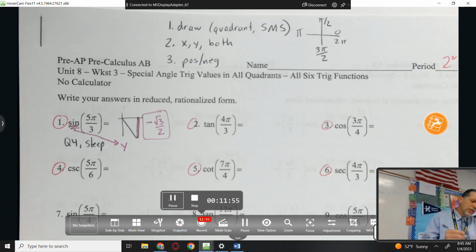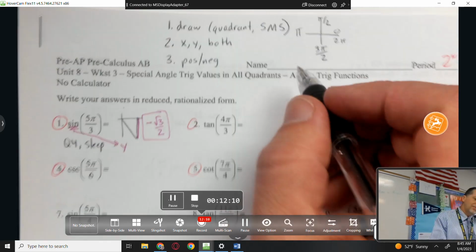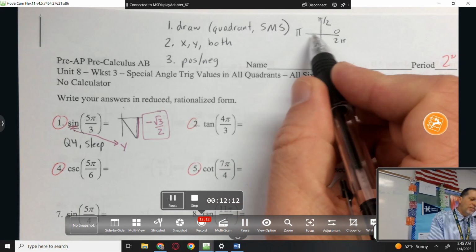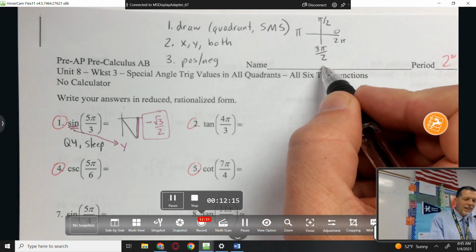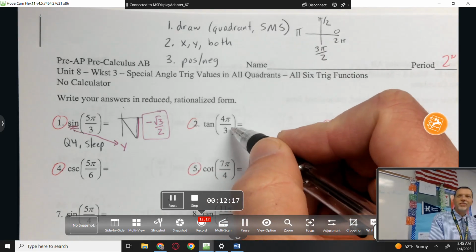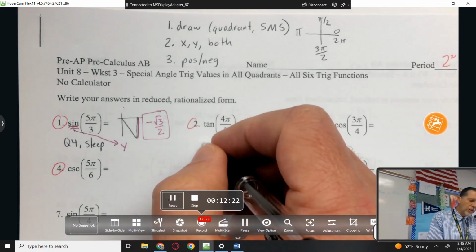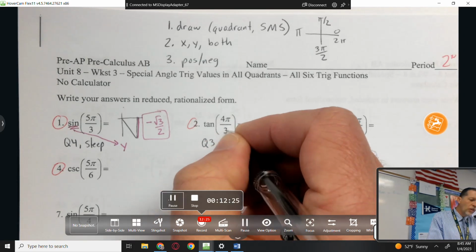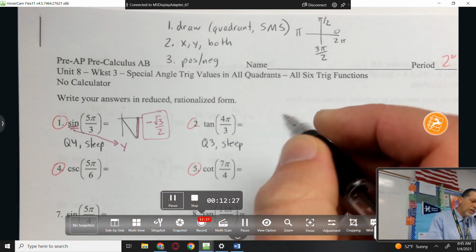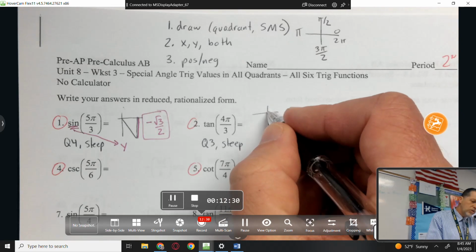Tangent of 4 pi over 3. 4 pi over 3, what quadrant would that be in? The third. How do you know it's the third? It's a little less than 1.5. I would just say it's a little more than 1. That's a little easier to think about. 4 over 3, it's bigger than 1, so it's definitely quadrant 3. It's over 3, so it's again the steep. So steep angle, quadrant 3.